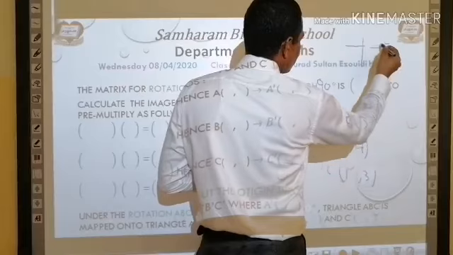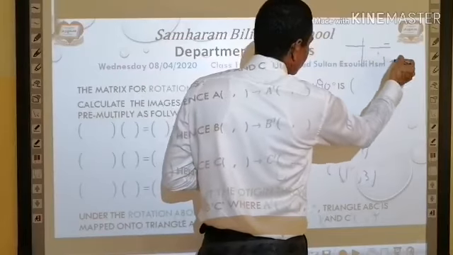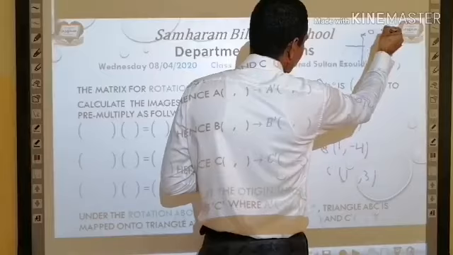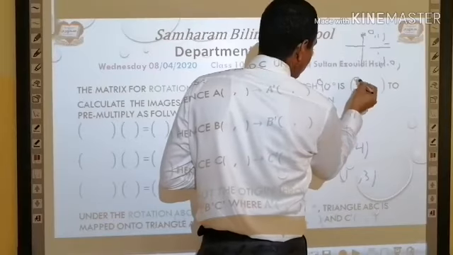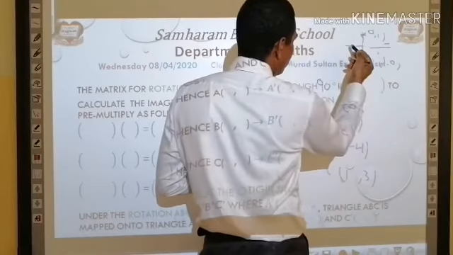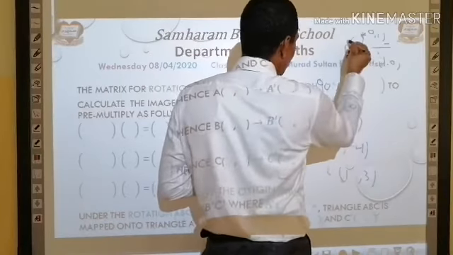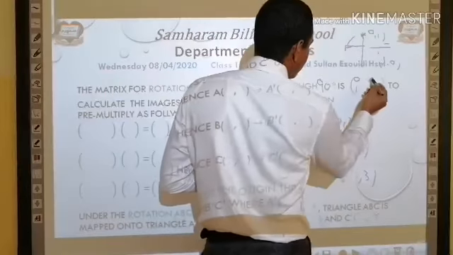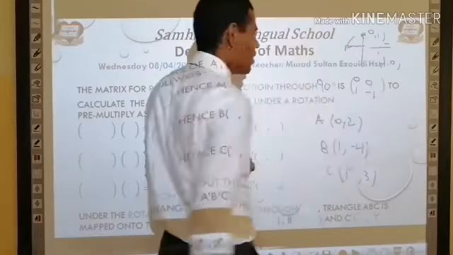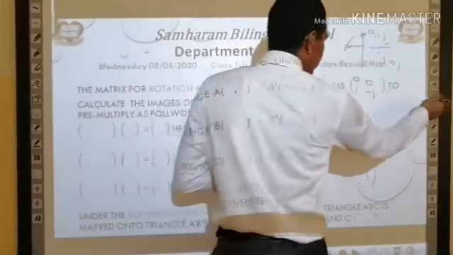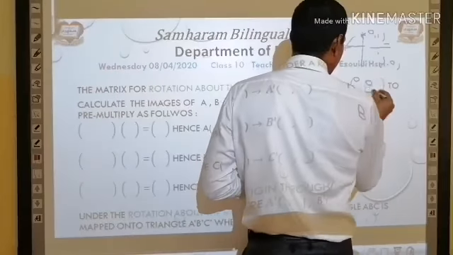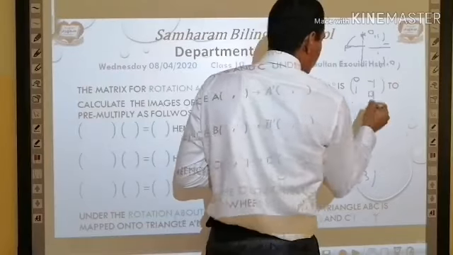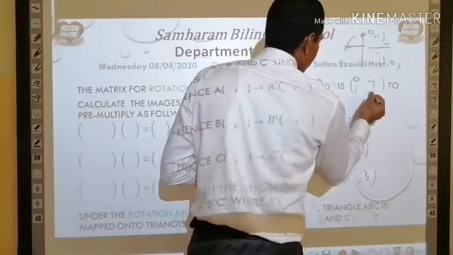This is 1, 0. It will be 0, 1. So the first column is 0, 1. The next, if you take this 90 degrees about the center, counterclockwise, it will be negative 1, 0. This is your matrix. So it will be, my kids, minus 1, 0.